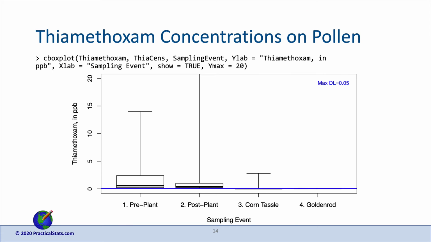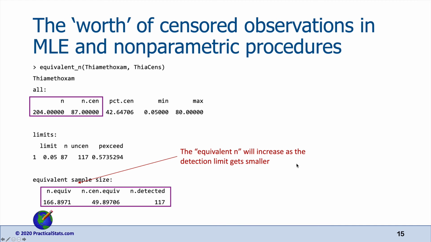So here's an example of a data set that we use in the course, and this is thiomethoxam concentrations in pollen, and there are 4 categories here of where or when that was collected, and you can see from the box plots it looks like things are going down from group 1 to group 4. And there's a good portion of the data, especially in the 3rd and 4th groups, that is below the detection limit of 0.05. So what's the net worth of those observations?